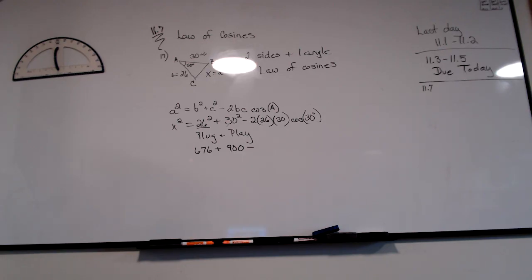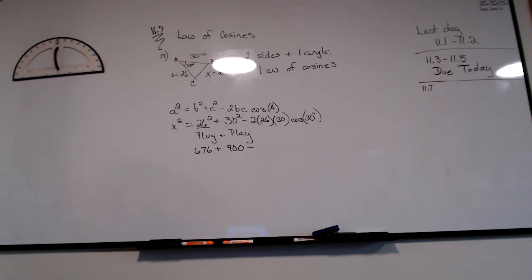Wait, they're really close. Are they supposed to be really close in number? 676 plus 900. 30 times 30 is 900. Yeah, that sounds right. That's 1576. But then you have to get the 2 times 26 times 30 times the cosine of 30. 2 times 26 times 30, what do you get? 1560 is what I get for that.